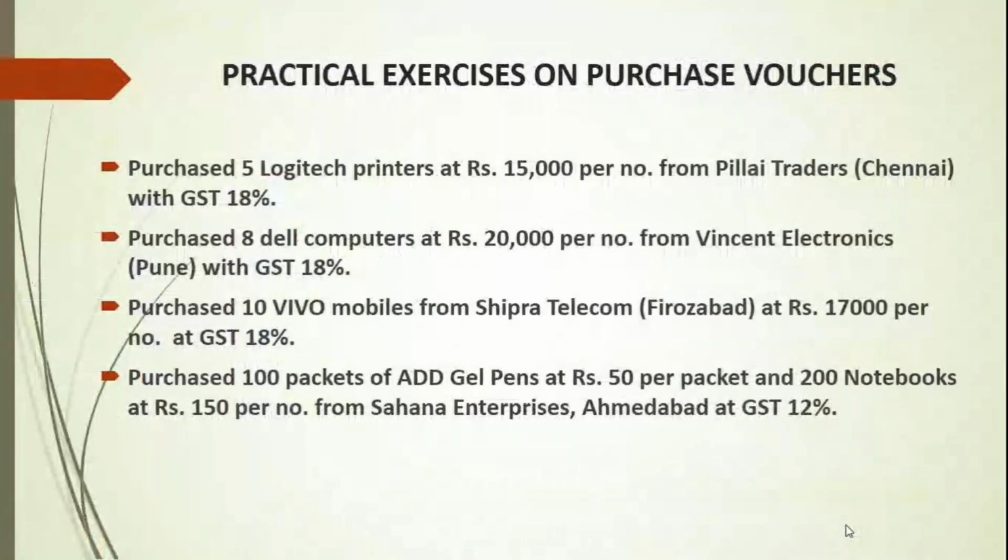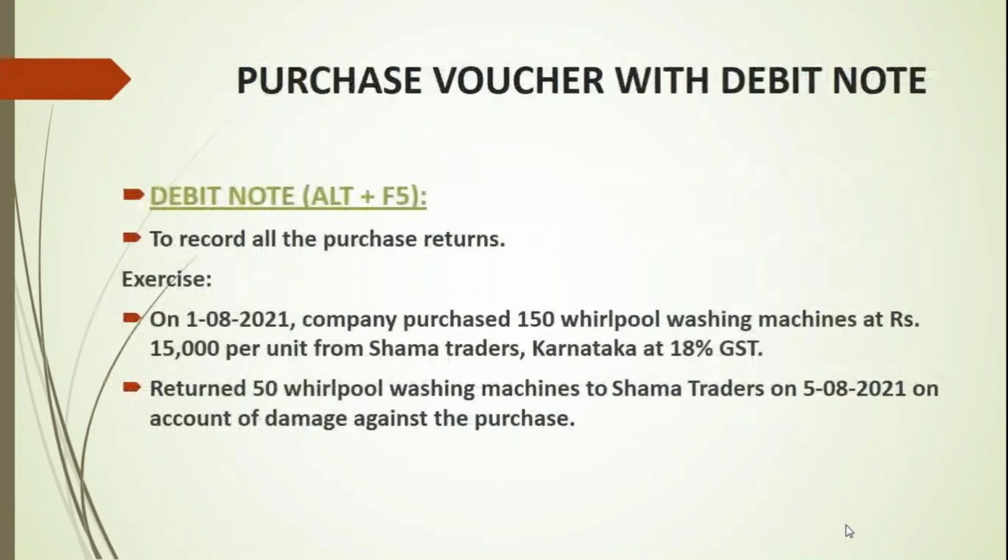Now after these four entries on interstate inward supply, now we can go with a purchase voucher with a debit note. So yes, this is the one which I was talking of, where we will record the purchase along with the returns. So we have a new concept, that is debit note. So what purpose or work does it go for, the debit note?